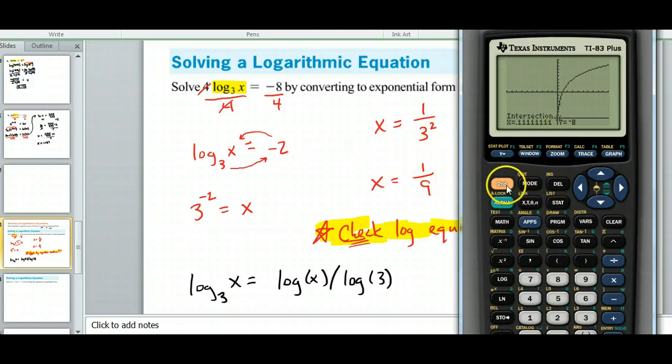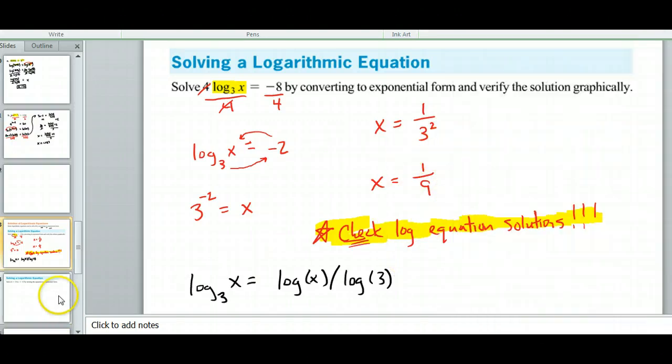If you can't see that that's a ninth, press second, quit, go back to your home screen, press X. It stores the last number it had in there, which was from the intersection, and then press math into fraction. And we see that it is a ninth. So you can convert it to a fraction by using that process.